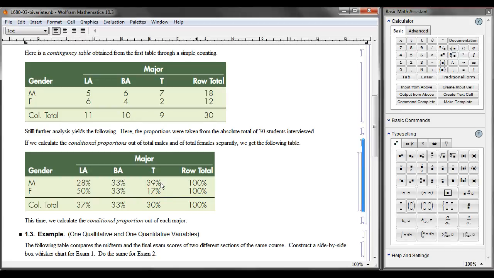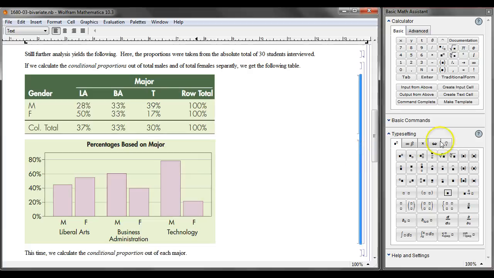You can do the same thing for other majors, for other genders. For example, what is the proportion of business majors out of all female students? You don't have to care anything at all about 18 male students, so the total is now 12 female students. Out of those 12, 4 are business majors, so 4 over 12, 1/3, about 33% of the female students are business majors. Those kind of things are called conditional proportions or relative proportions. I prefer the term conditional proportions.